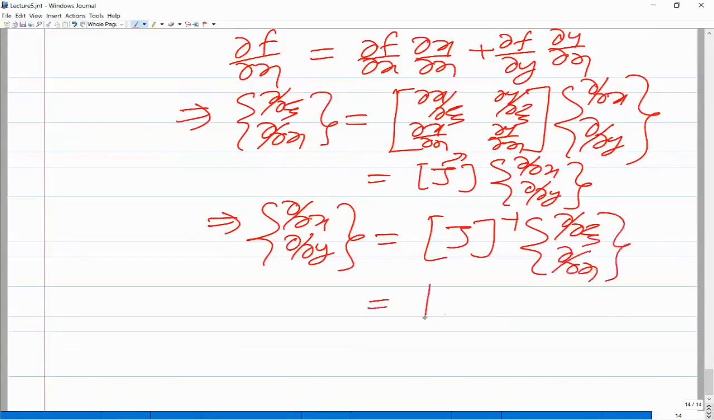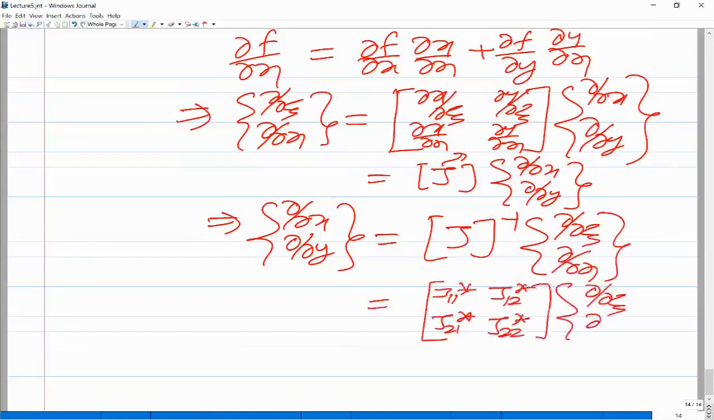Now J is a 2 by 2 matrix for 2D problems, and let us say its inverse is J11 star, J12 star, J21 star, and J22 star. If you take the inverse, the values are given in this way. So del by del x is nothing but J11 star into del by del xi plus J12 star into del by del eta. Similarly, del by del y is J21 star into del by del xi plus J22 star into del by del eta.